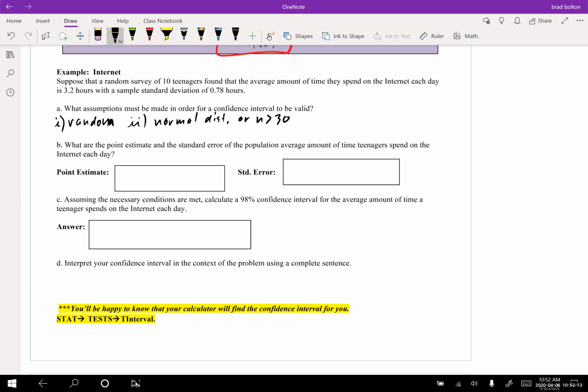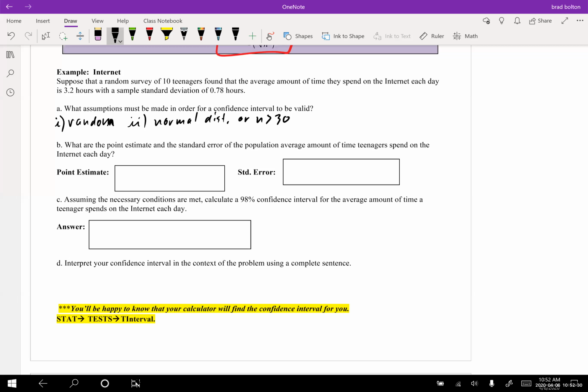In this case, we have to assume that it's normally distributed to move on. So a lot of times, that's what I mean. Even though it didn't say, if we want to do this problem, we have to assume it's normally distributed. Okay, so it says, suppose a random sample of 10 teenagers. It doesn't say it in there anywhere, right? So we're going to assume this to be true.